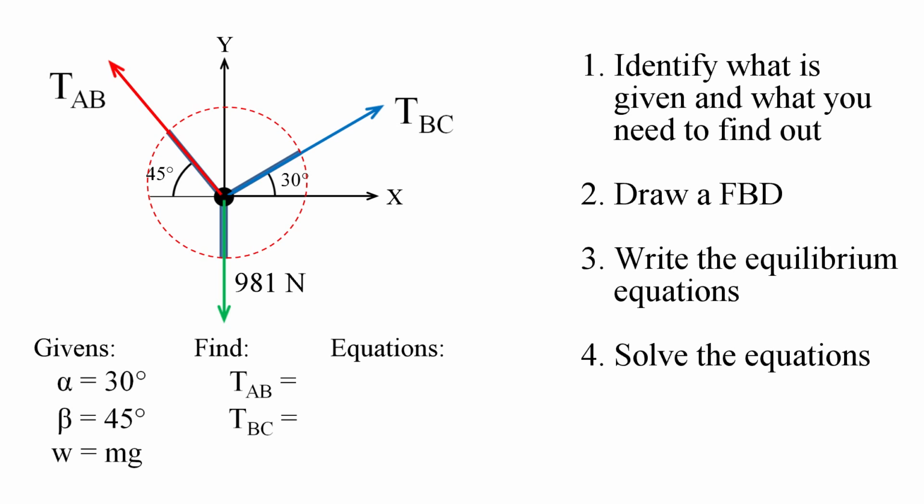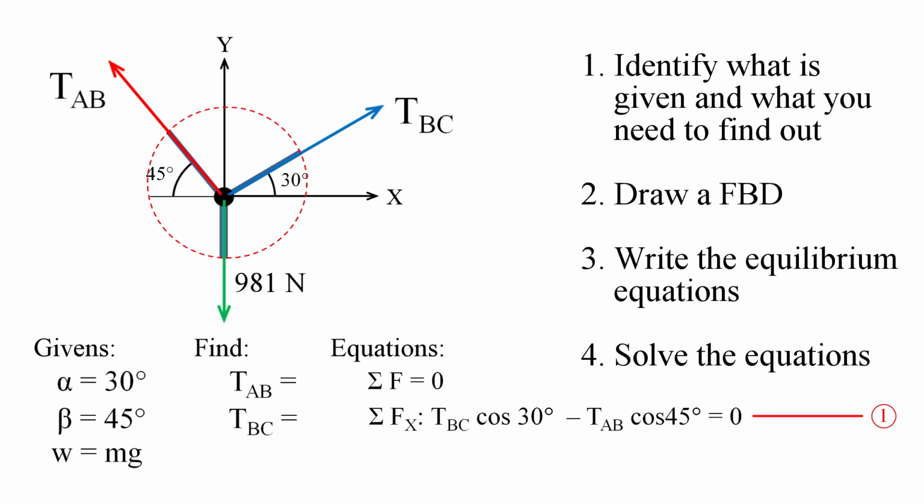Let's write the equation. There is only one equation, sum of all the forces equal to 0. This is a vector equation. We can rewrite this vector equation as two scalar equations for each axis. Let's sum up all the forces along x-axis first. T sub BC times cosine 30 degrees minus T sub AB times cosine 45 degrees is equal to 0. This is our first equation. Notice the negative sign for the force T sub AB because the tension is in the other direction.